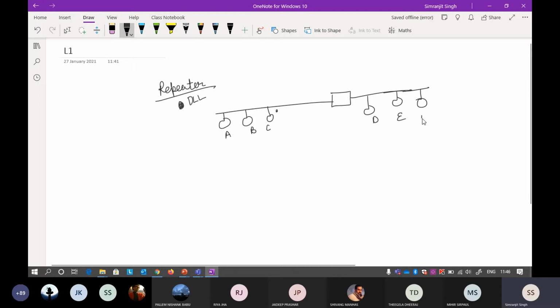A will transmit the signal towards B, and B will read whether the destination frame is equal to me. If it is, B will read the content of the message, but if it is not, it will discard the message and it will go towards C. Now C will see that this destination station is the same as me.